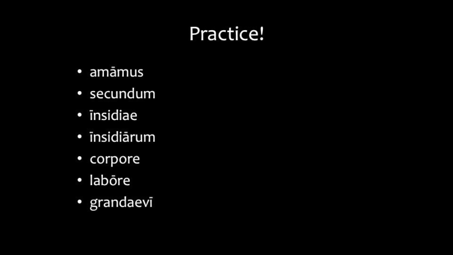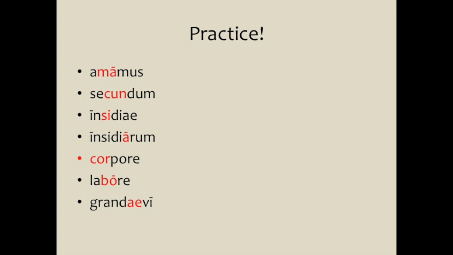Okay, let's find out how we pronounce these 7 Latin words. First, amamus. That's right, it's accented on the penultima. Next, secundum. Also accented on the penultima because it is long by position. Next, insidiae. The penultima, D, is short, therefore it is accented on the antepenultima. Next, insidiarum. This is accented on the penultima because the A is long.